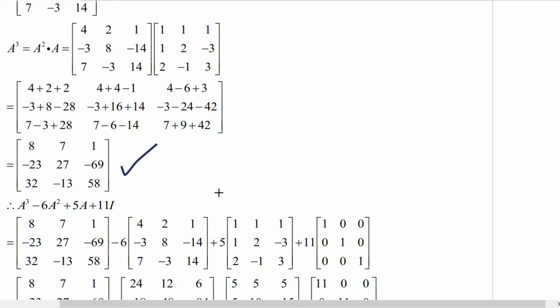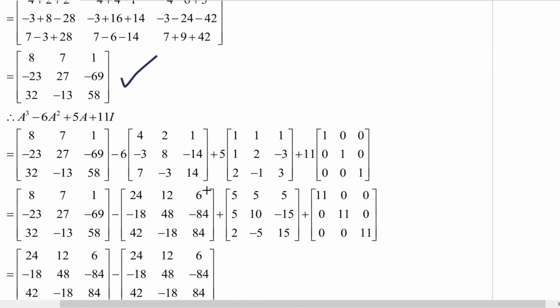Right. Now, after getting A cube and A square, we'll put everything in this equation. So this is A cube that we have computed here. Then minus 6 into A square. In the previous step, we have computed it. Then 5 into A and then plus 11 into I. 6 into this whole thing will be 24, 12, 6, then minus 18, 48, 6 14 is 84, 7 6 are 42, 3 6 are 18, 14 6 are 84, right?